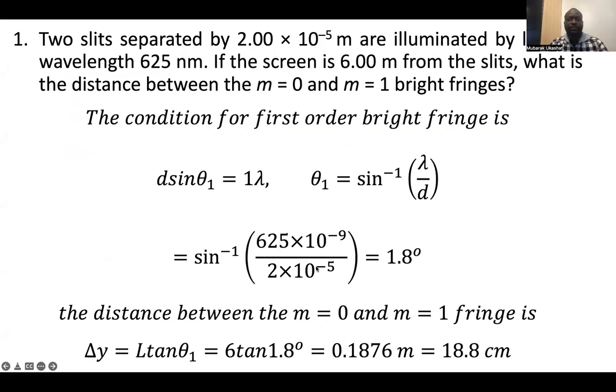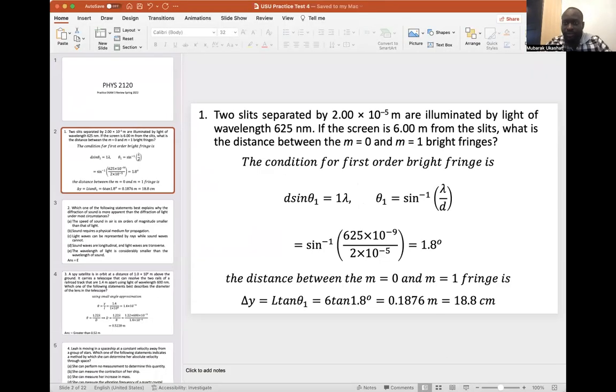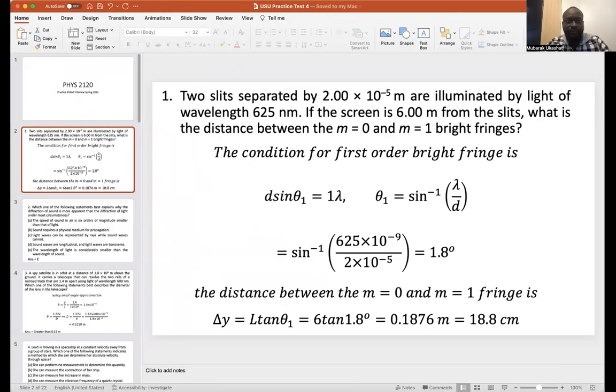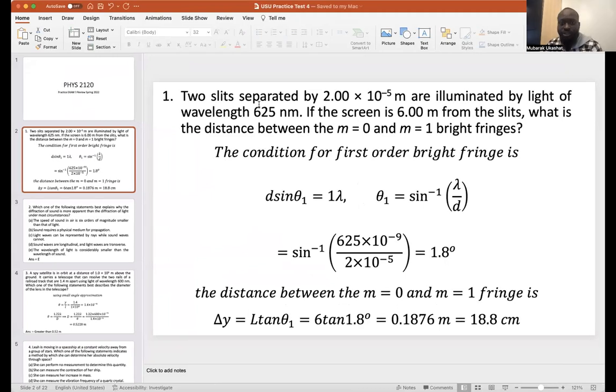So right here we have the first problem. Let me make this little. So it says, 2 slits separated by 2 times 10 to the minus 5 meters are illuminated by light of wavelength 625 nanometers. If the screen is 6 meters from the slits, what is the distance between the m equals 0 and m equals 1 bright fringes? So the condition for the first order bright fringe is known to be d sine theta 1 equals 1 lambda, for the wavelength.